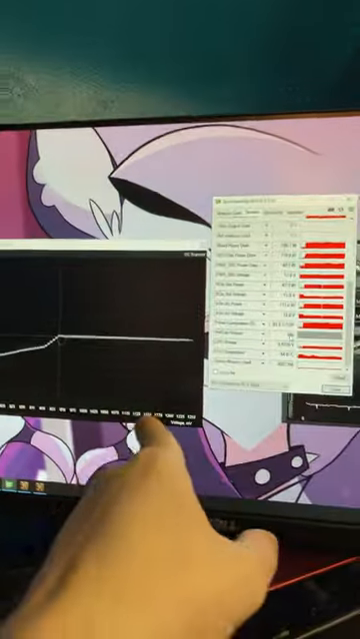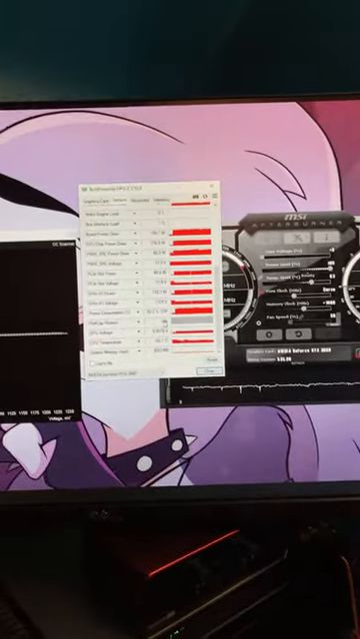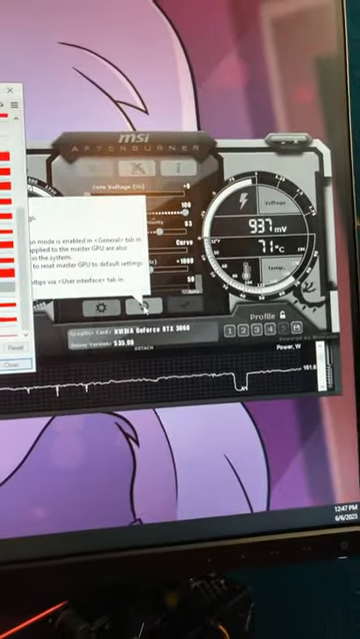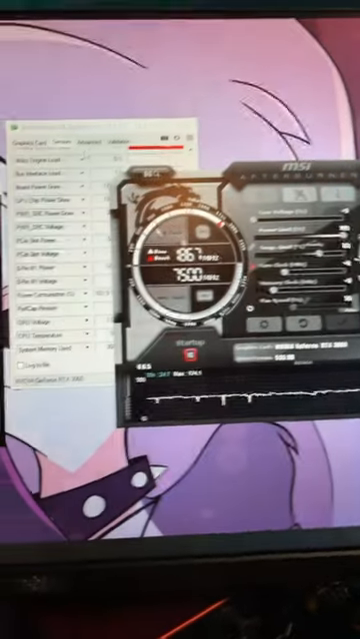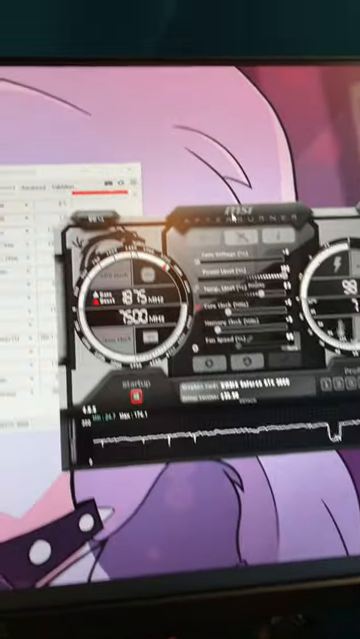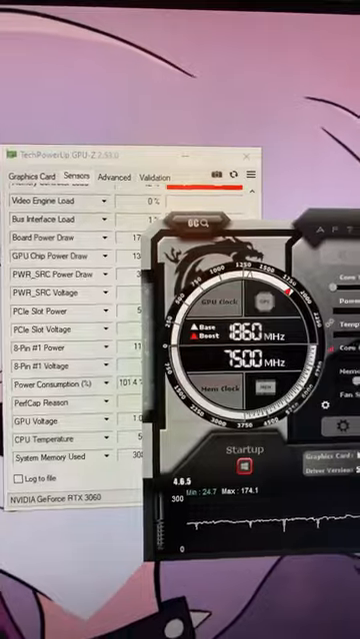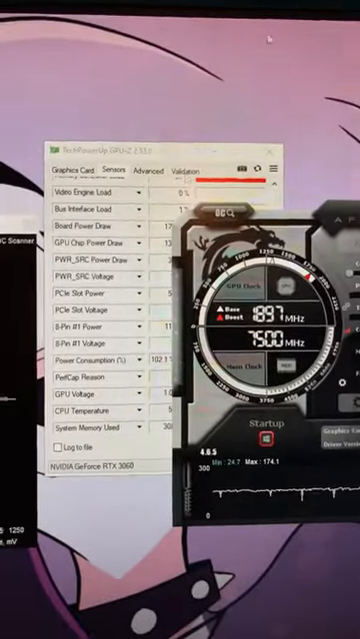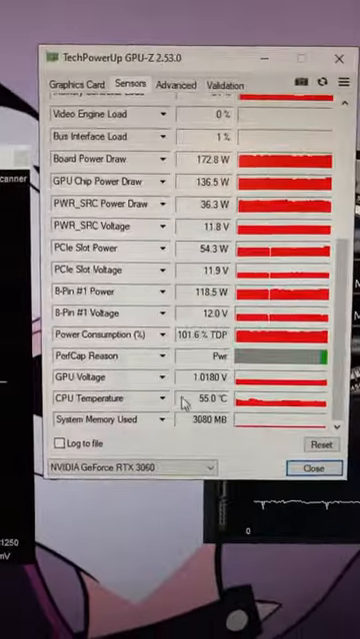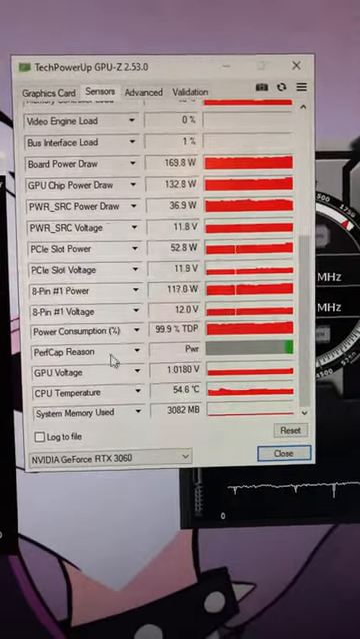Now, you may ask, why am I undervolting? Well, why don't I show you? This is what the card was doing out of the box. And this is the default behavior. The clock speeds are fluctuating heavily. And if you look here, it says power limit. So right now I am limited by power.